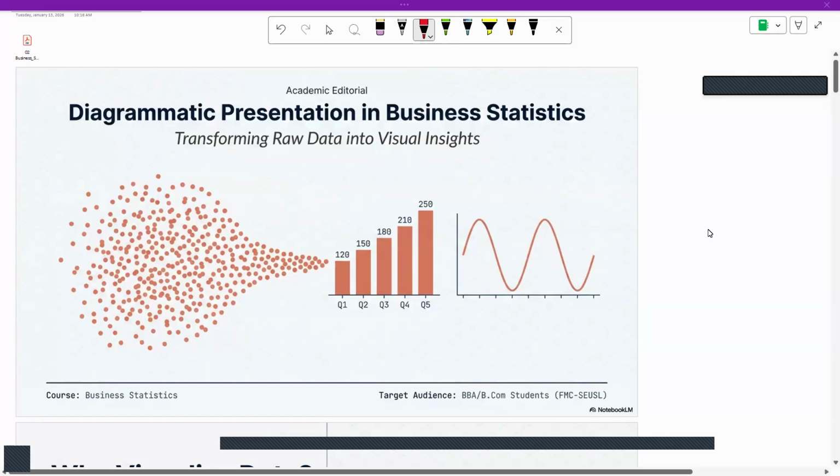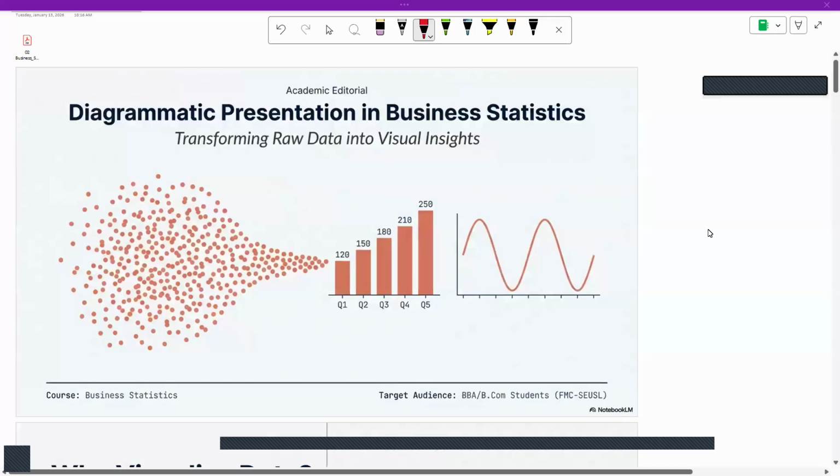Today's topic is diagrammatic presentation in business statistics, transforming data into visual insights. In the previous class, we talked about how we organize the data, especially classifying data and sorting data in ascending order and descending order, and the techniques we use to organize data like tally marking, frequency distribution table, and stem and leaf plot.